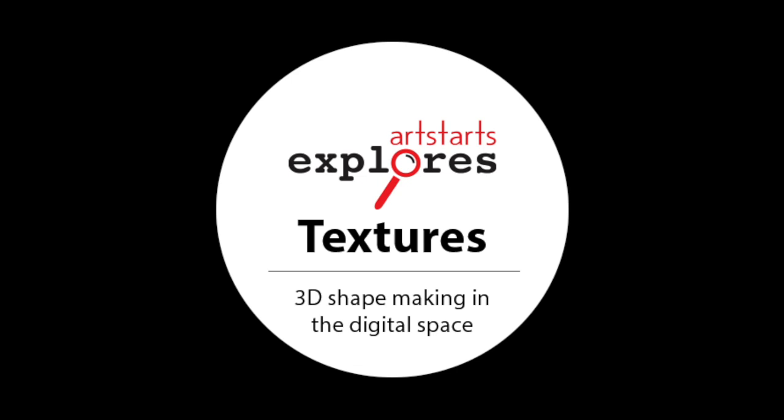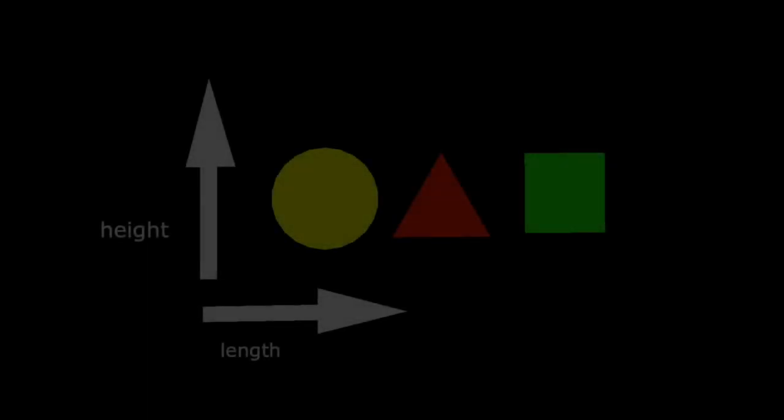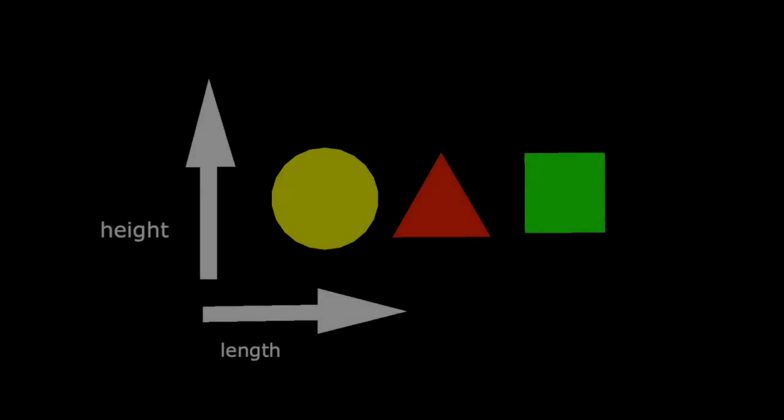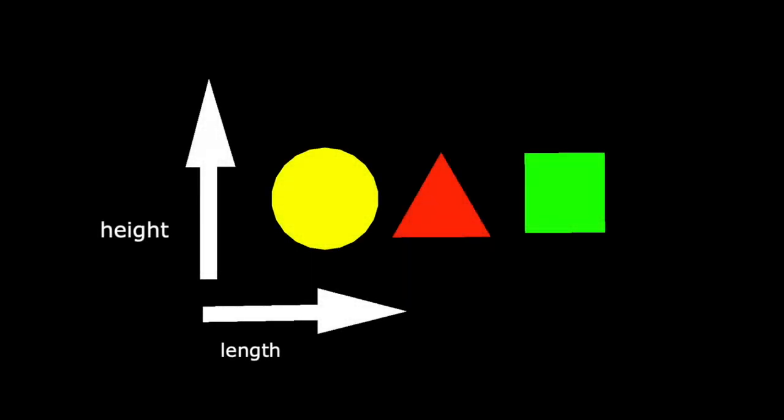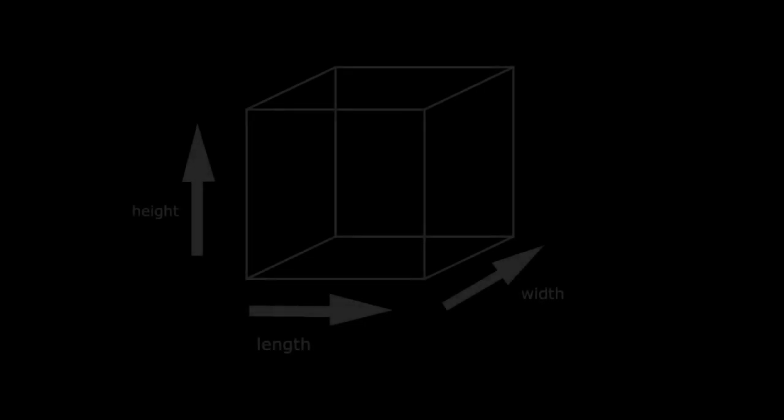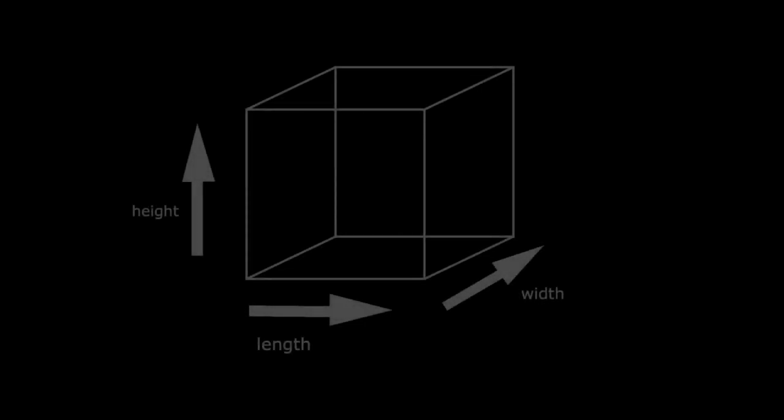So let's explain a little bit what it means for a shape to either be two-dimensional or three-dimensional. A two-dimensional shape has only two measurements. This could be a length and a height. A square, triangle, and circle are all examples of a 2D shape. However, a three-dimensional shape has three measurements. This could be a length, width, and a height.